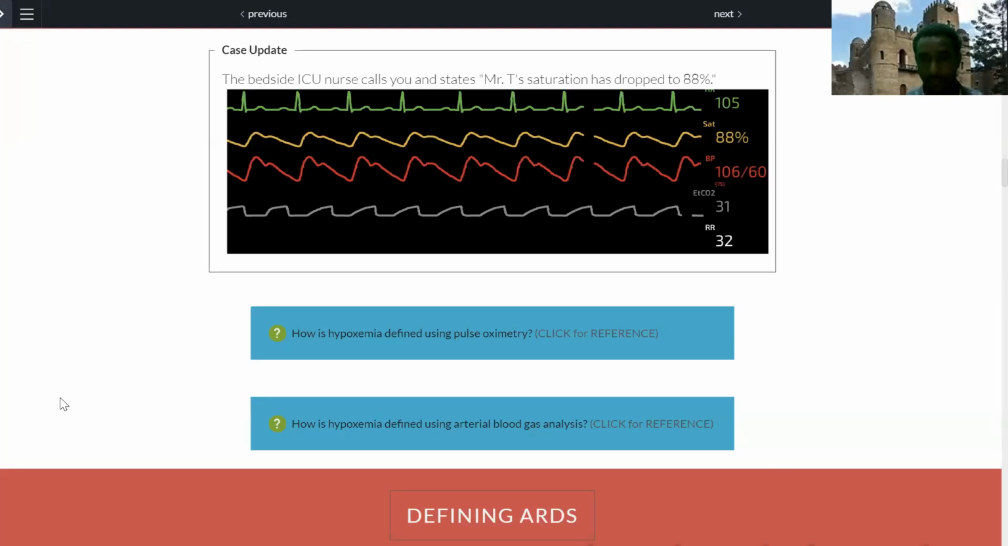When do you say the patient has hypoxemia? By using your pulse oximetry.